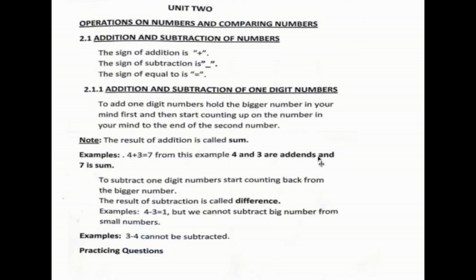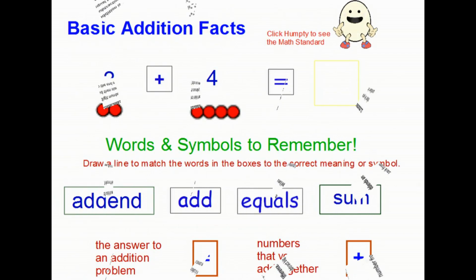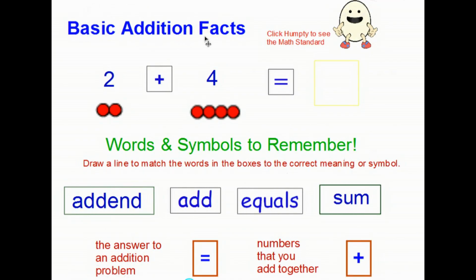Okay, we can say they are addends, and the result is the sum. The result of addition is the sum, as we have said. So this is addition. We will see what subtraction is in the next topic. Basic addition facts. Let's see the basic addition facts.